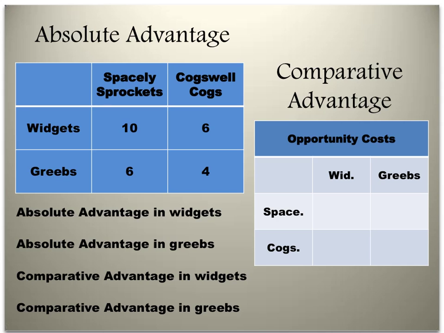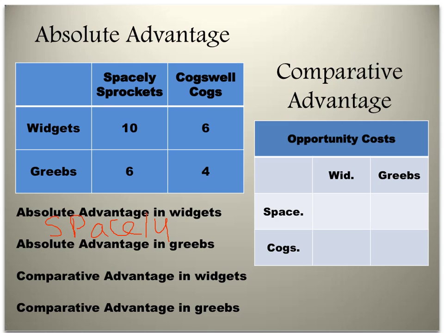So looking here at this production information chart on the left, Spacely Sprockets and Cogswell Cogs are making widgets and grebes. Who has the absolute advantage in widgets? Well, Spacely can make 10 with this fixed amount of resources. Cogswell can only make 6. So clearly, Spacely has the absolute advantage in the production of widgets.